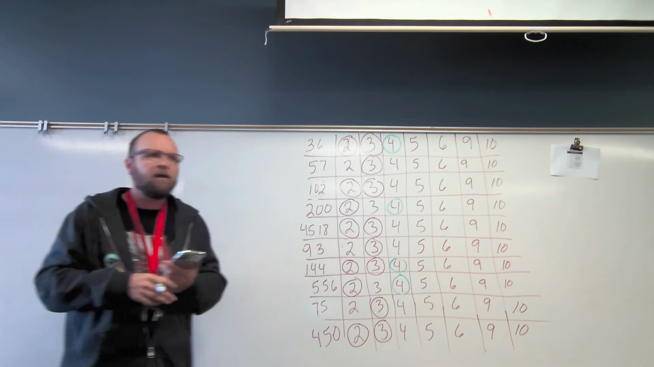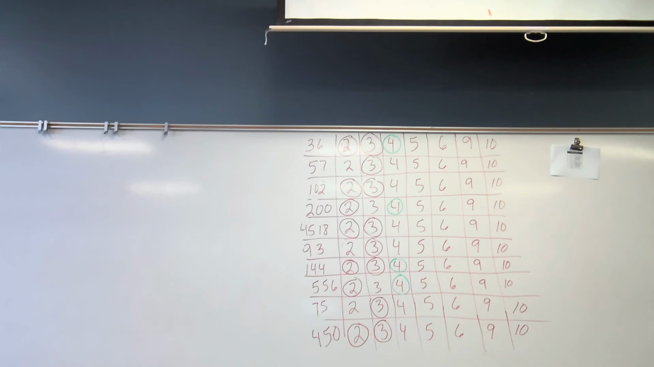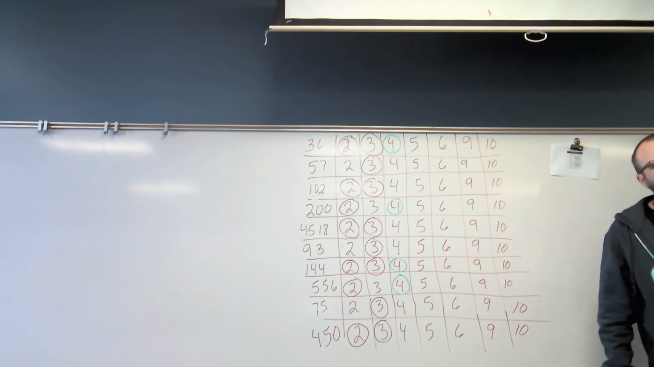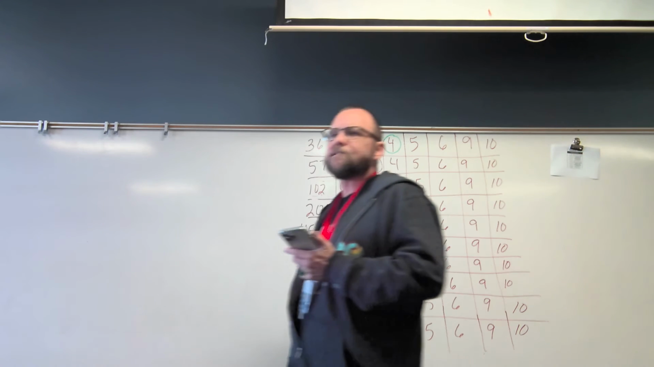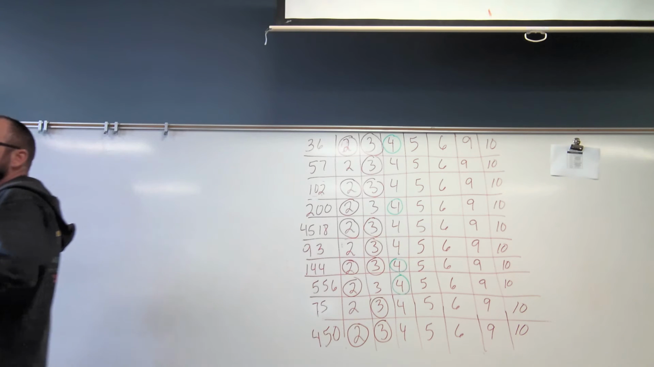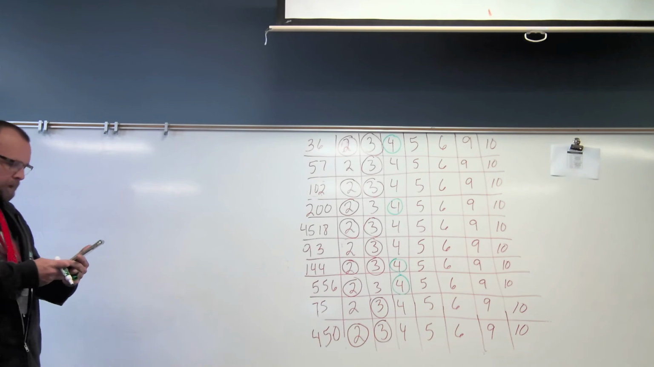Madison C. What is the rule for 5? If it ends in a 5 or a 0, it is divisible by 5.